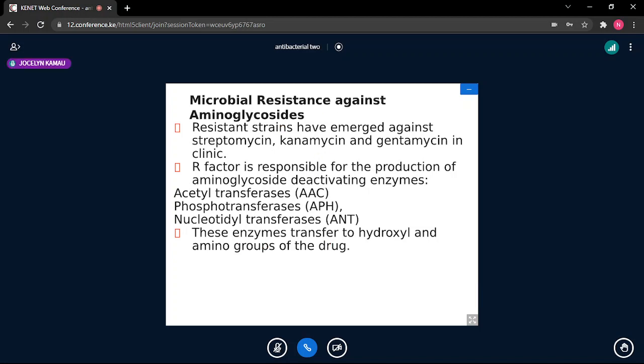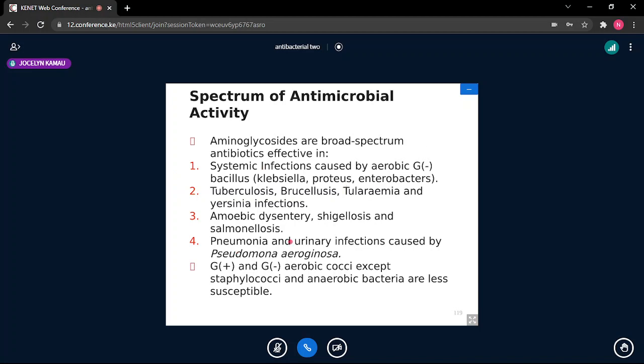So we are still looking at the aminoglycosides. We have mentioned their very wonderful range of activity. Of course, we have mentioned the danger of resistance. There are different ways of resistance, but one major route of resistance is the fact that the microorganisms are able to produce three different enzymes.